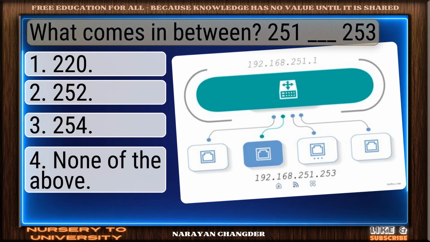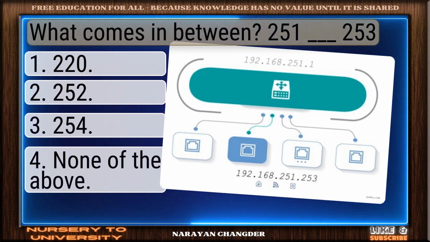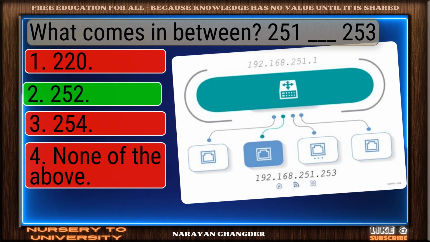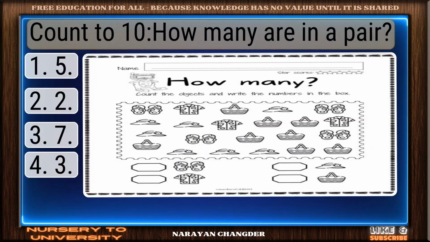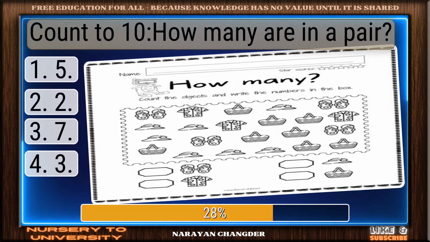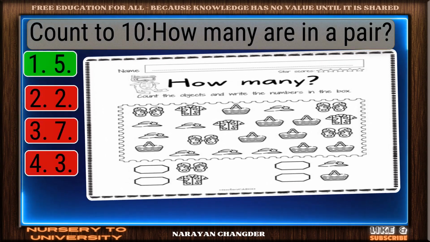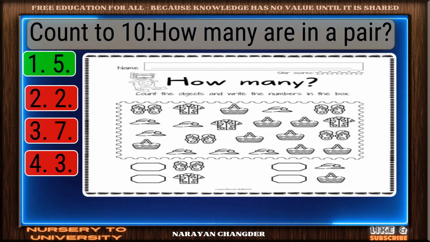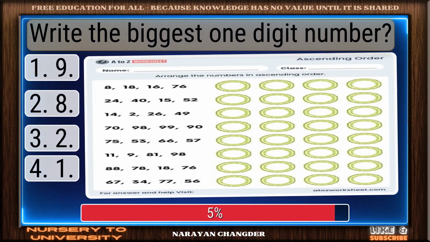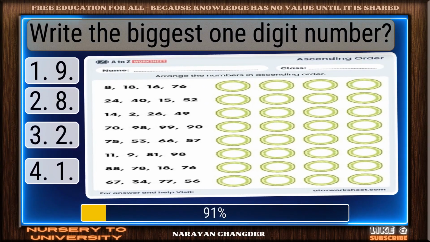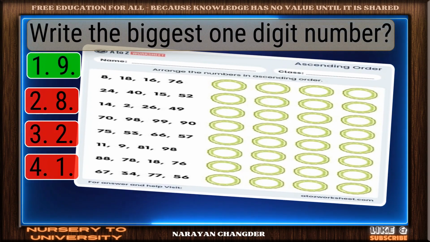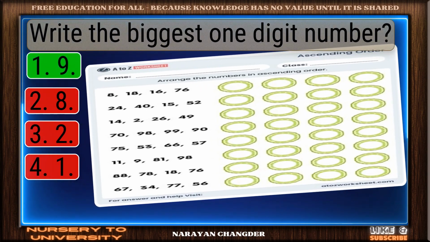What comes in between 251 and 253? Valid point. 252 is true. Count to 10. How many are in a pair? Nice work. You chose 5 and it is correct. Write the biggest one-digit number. Clear logic. Your choice 9 is sound and 100% true.